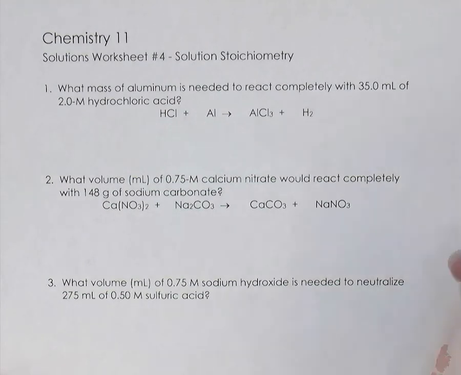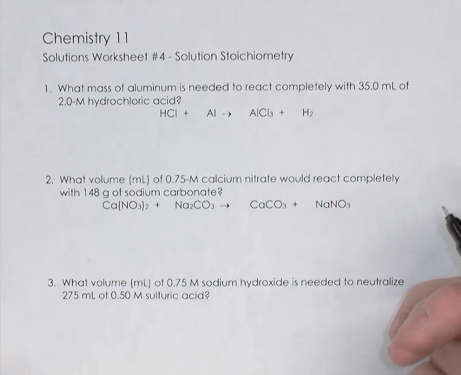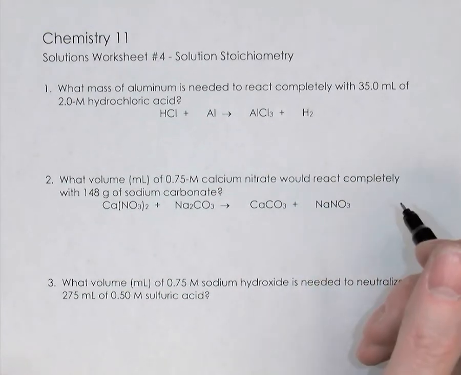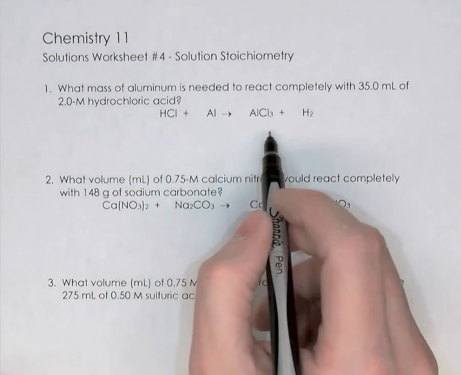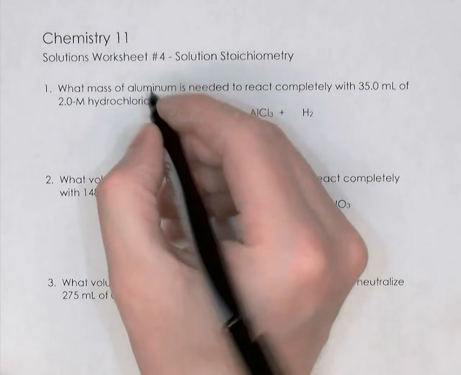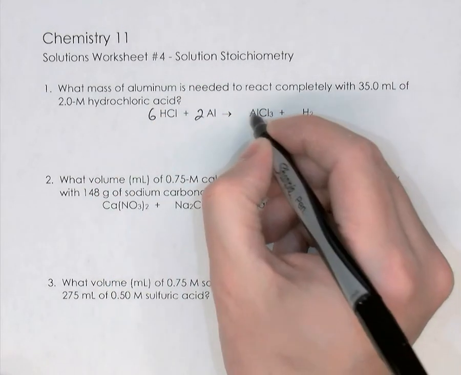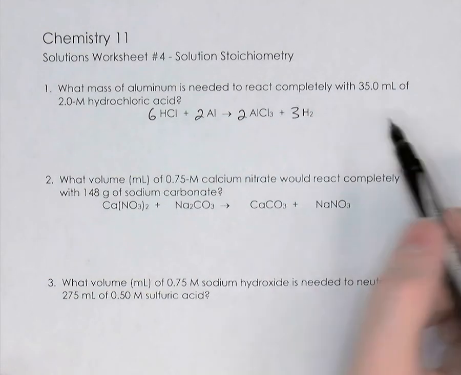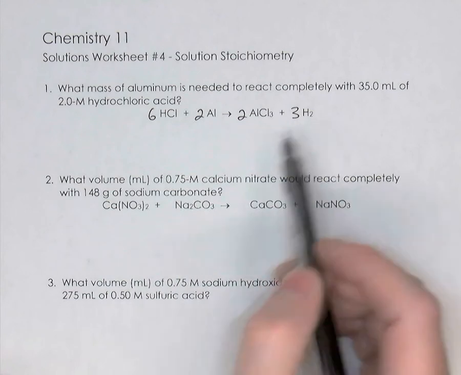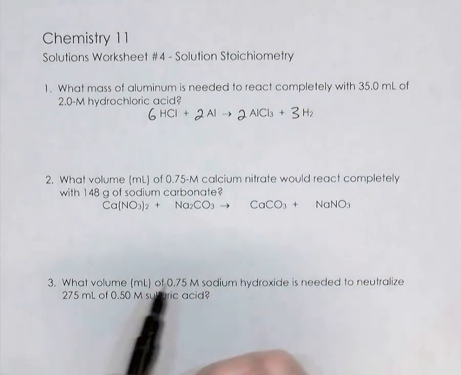So as with any stoichiometry problem, we need to have a balanced chemical reaction, right? We have to have an equation that's balanced, otherwise we don't have the right ratios for solving the stoichiometry problem. So to balance this equation, I'll put a 6 in front of the HCl, I'll put a 2 in front of aluminum, a 2 here, and a 3 here. Okay, so there's a balanced chemical equation: 6 hydrogens, 6 hydrogens, 6 chlorines, 6 chlorines, aluminums, and we're good.